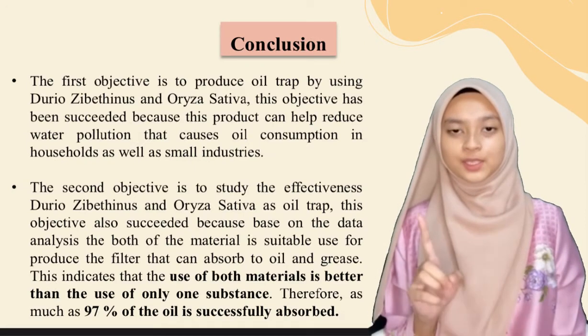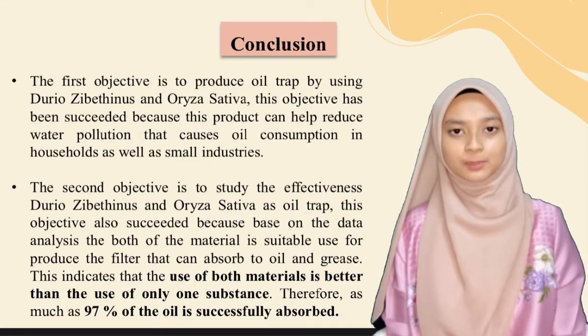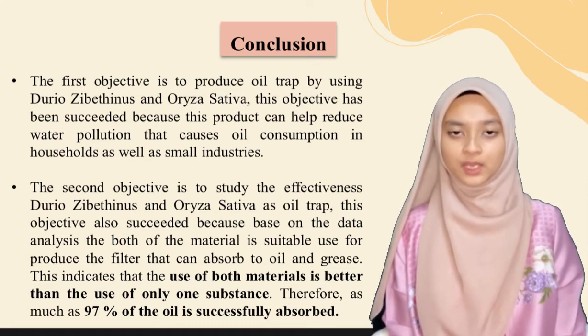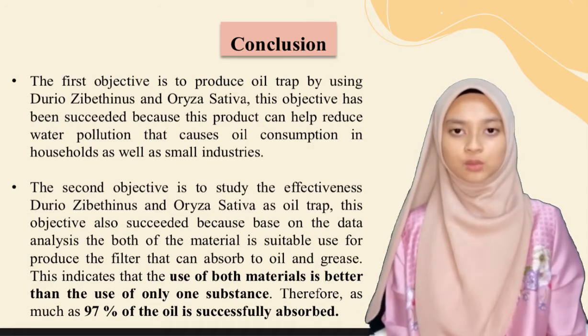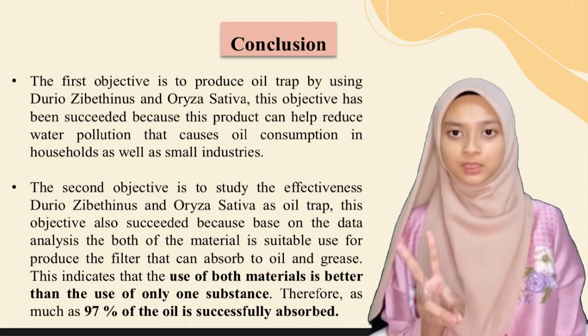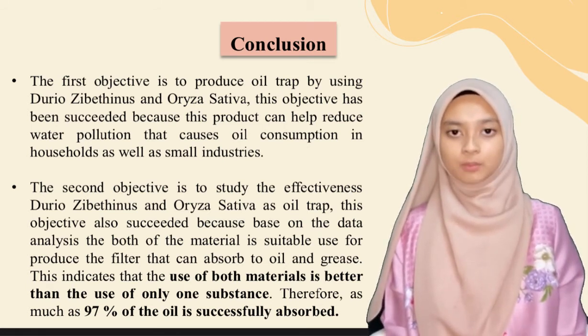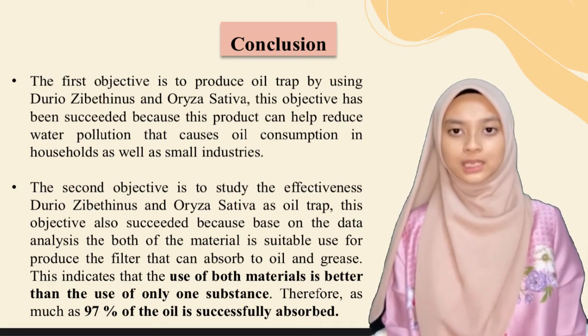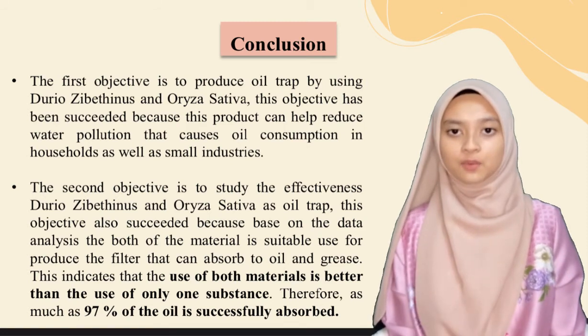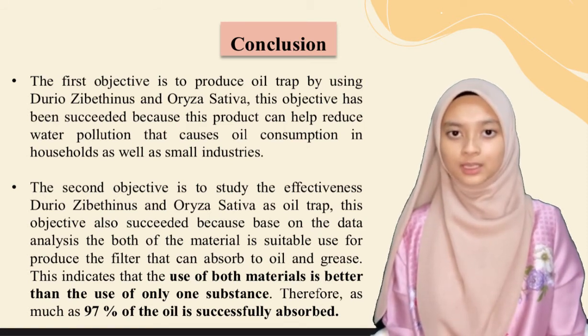For the conclusion, the first objective is to produce an oil trap using Durio zibethinus and Oryza sativa. This objective has succeeded because this product can help reduce water pollution caused by oil consumption in households as well as small industries. The second objective is to study the effectiveness of Durio zibethinus and Oryza sativa as an oil trap. This objective also succeeded because, based on the data analysis, both materials are suitable for producing a filter that can absorb oil and grease. This indicates that the use of both materials is better than the use of only one substance. Therefore, as much as 97% of the oil is successfully absorbed.